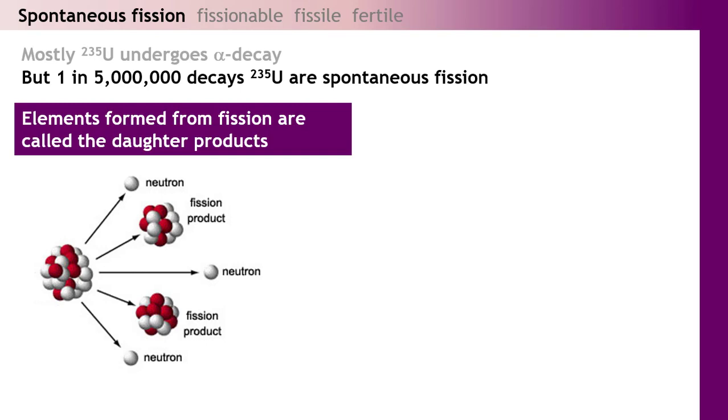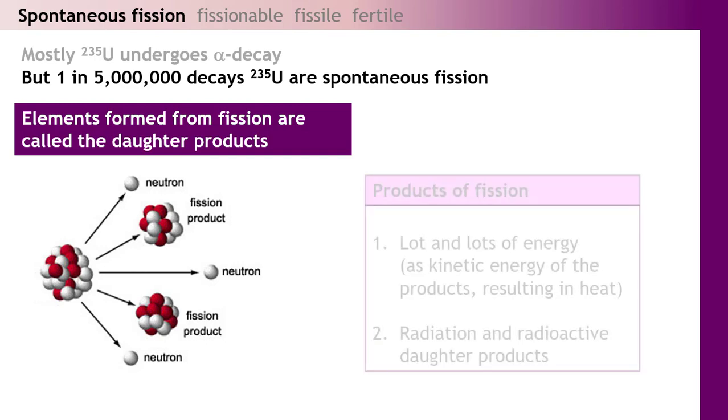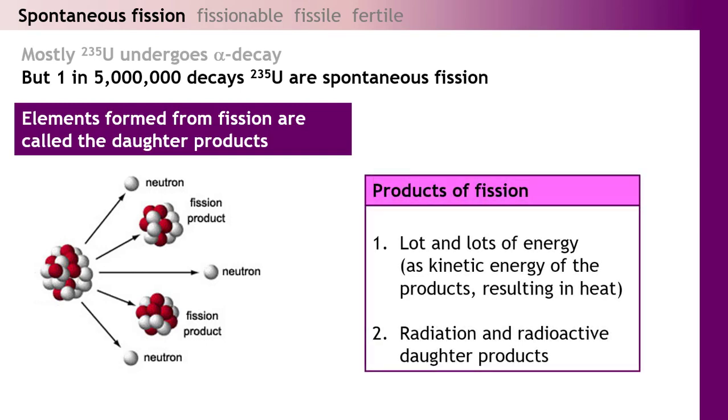Now, because the neutron-proton ratio of stable nuclei increases with increasing atomic number, the daughter products need fewer neutrons. So we find that some of the excess neutrons are emitted in the decay process. And the excess energy? Well, that becomes the kinetic energy of all the decay products, which, after many collisions, becomes heat. This process releases a lot of energy, and it also forms new and usually radioactive daughter atoms, as well as directly releasing radiation.